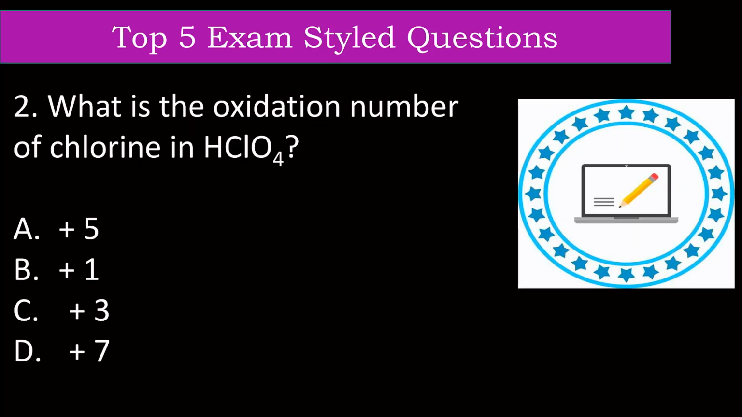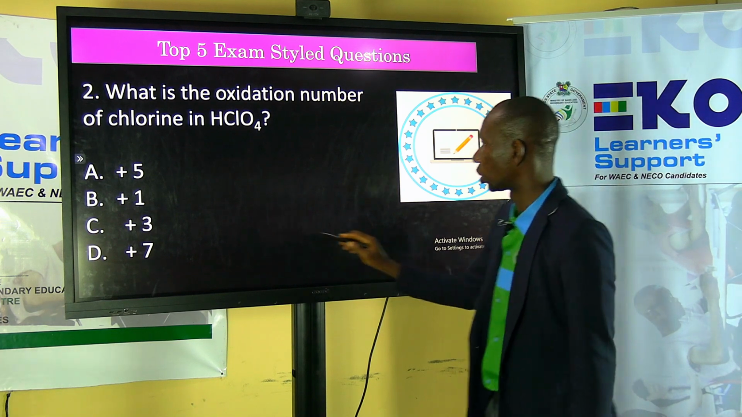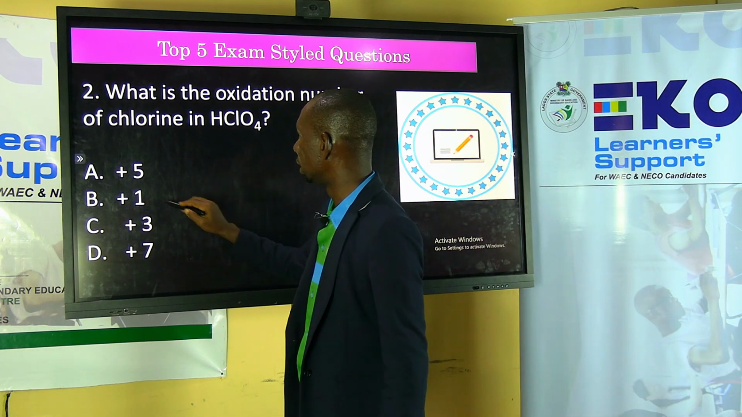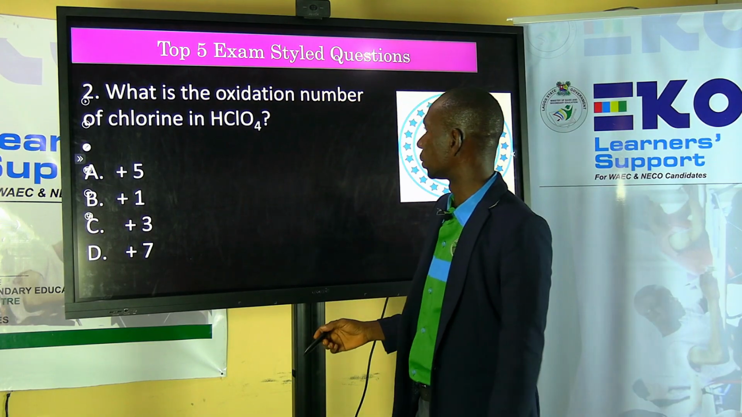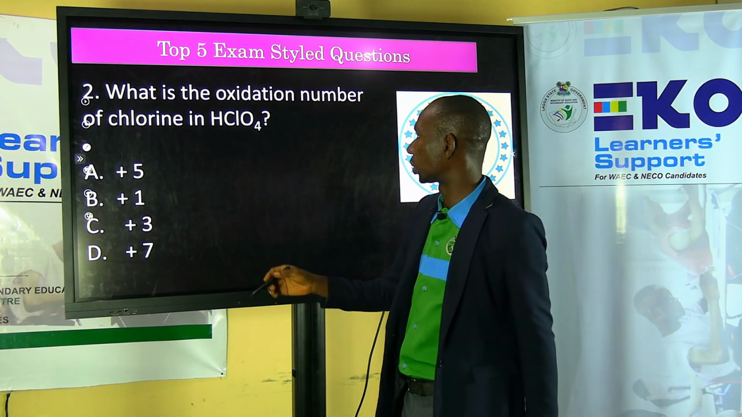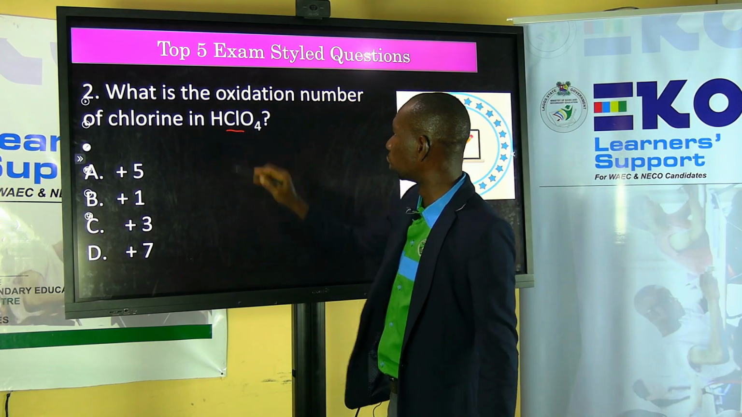What is the oxidation number of chlorine in this? So I'm not going to do the workings. I'm just going to give you a very easy way to figure this out without having to do the workings. Okay, it's about balancing the charge. So we want to know the oxidation state of chlorine.